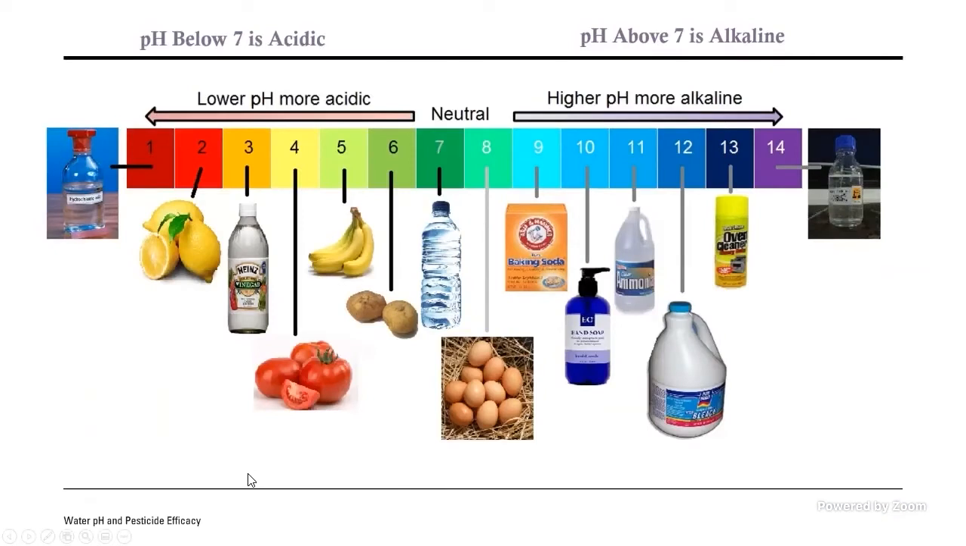Okay, so looking at the pH scale here, a lower pH is more acidic, so that's below 7, with 7 being neutral, as we see here. A higher pH is more alkaline, so that's anything above 7.